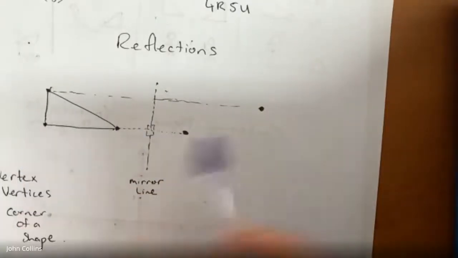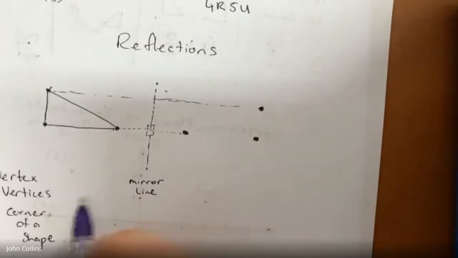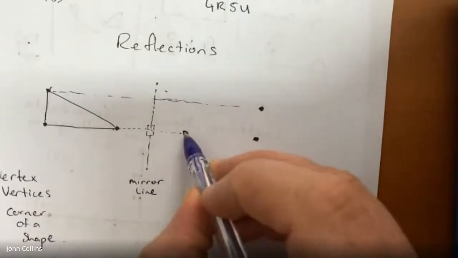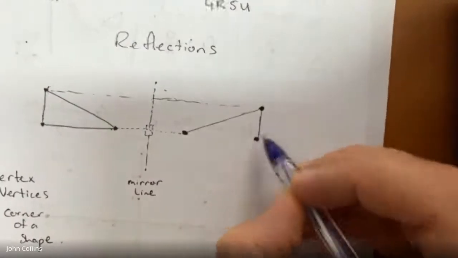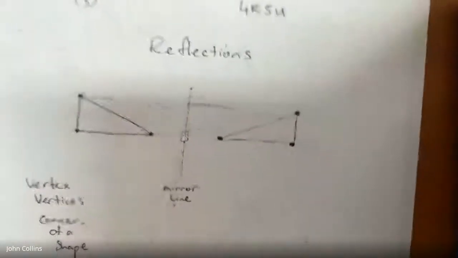Now you probably could finish off the shape. This one should be in line with this. And then complete the shape. And you can see that it's kind of backwards. It's looking at itself kind of backwards.